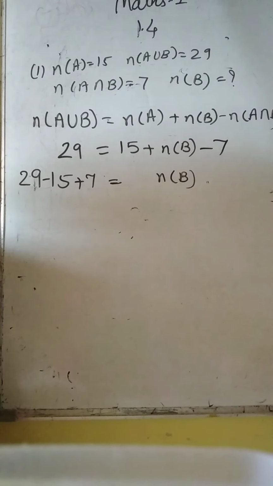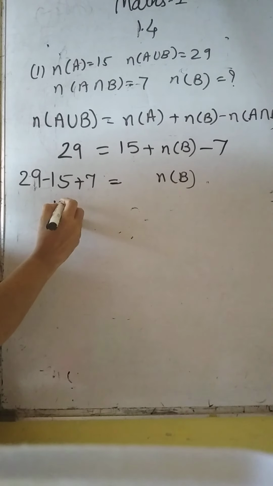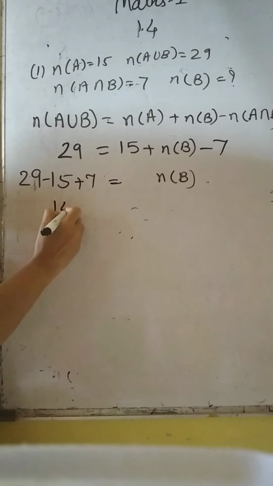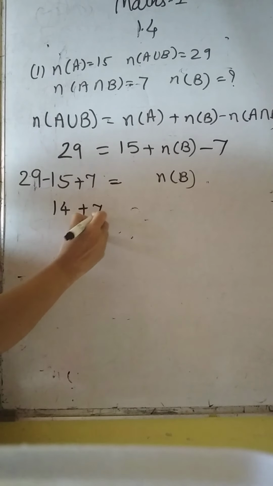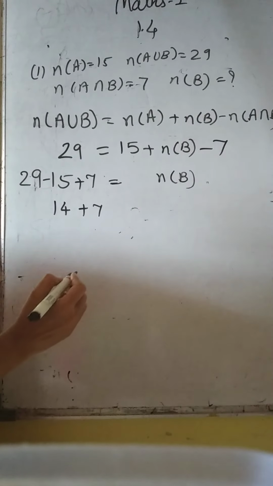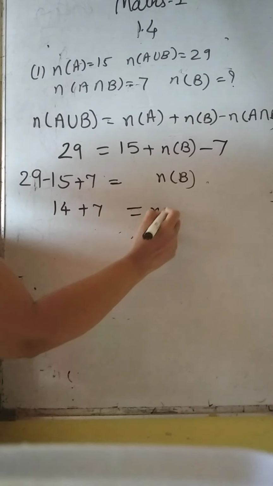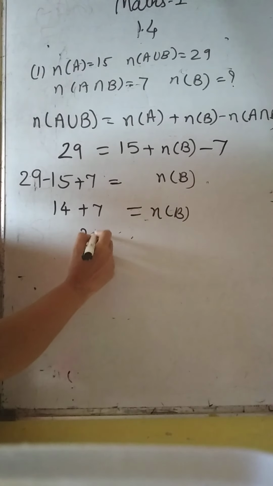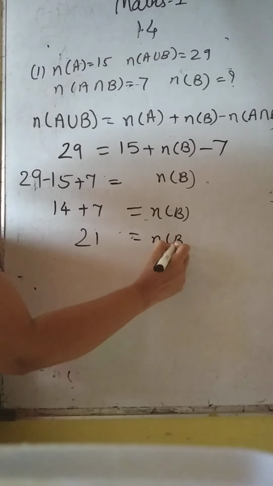So 29 minus 15 is 14 plus 7. So that is nothing but n of B. 21. So 21 is equal to n of B.